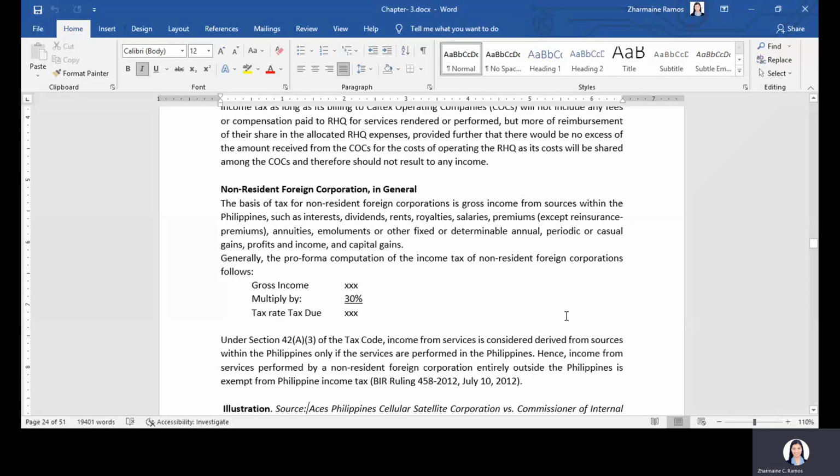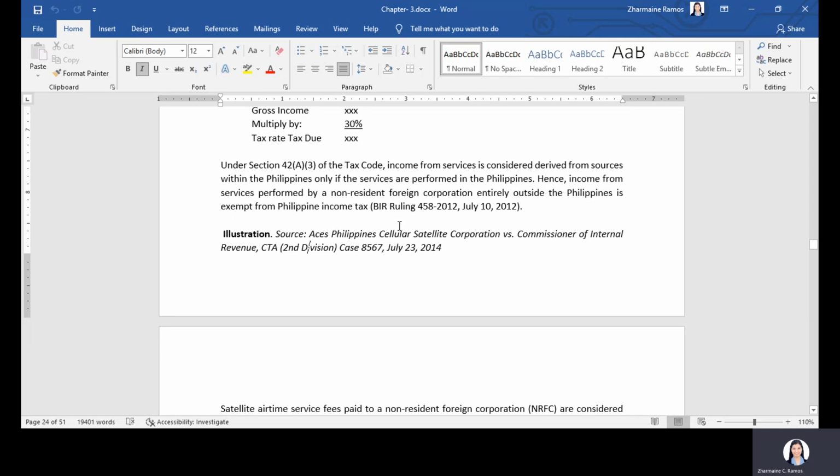Dahil may kuryente na tayo, mag-record na ulit tayo ng continuation or part 2 ng chapter 3. So, eto na siya. Let's talk about the non-resident foreign corporation in general.